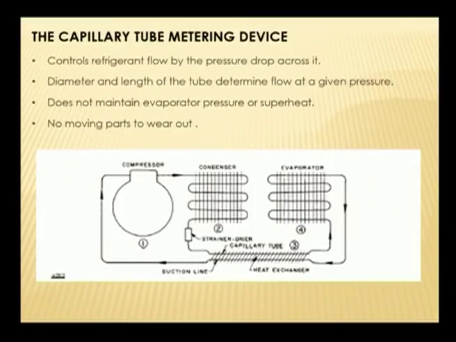Next is a similar device called a capillary tube metering device. Here this metering device controls the refrigerant flow by pressure drop across it, and the diameter and length of the tube determines the flow at a given pressure. Depending on the length of the tube, the pressure is maintained. It does not maintain evaporator pressure or superheat, and there are no moving parts to wear out.